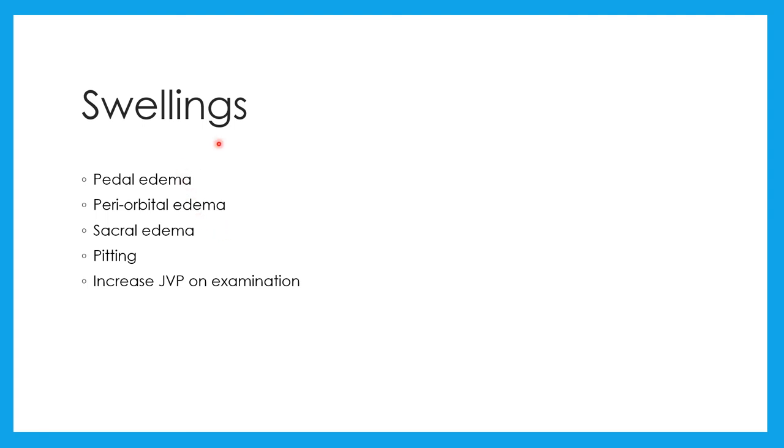Okay, now, in right heart failure with backflow to the peripheral circulation, we have the following: pedal edema, periorbital edema, sacral edema, pitting edema. And increased JVP on examination is simply telling us about abdominojugular reflux. Some other literature will call it hepatojugular reflux. So, swelling is going to be picked in congestive cardiac failure or right heart failure.